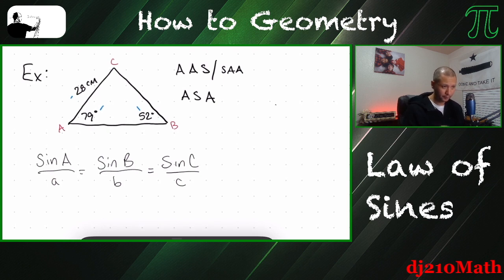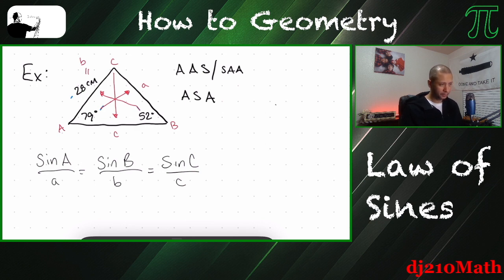Now it's very important that the side that is across from whatever angle has the lowercase letter of that angle. So for instance, since A is 79, across from it needs to be little a. Across from big B needs to be little b. And then across from C needs to be little c. Okay.